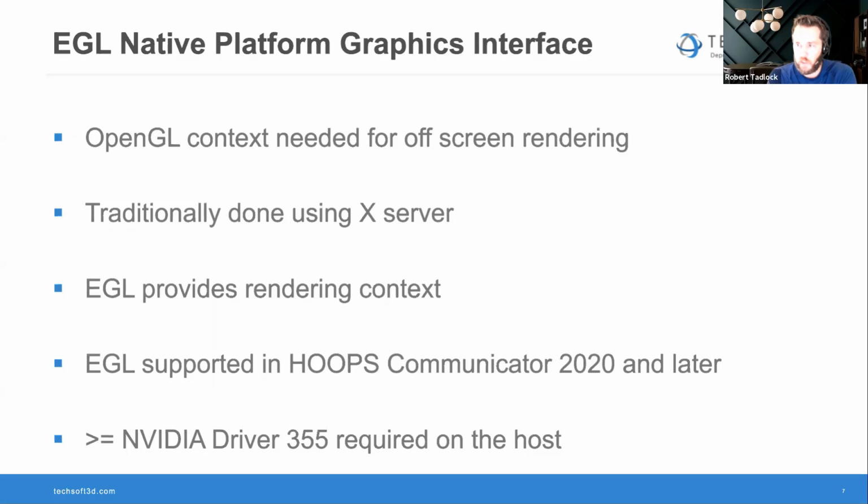The second thing that you need to make this work is EGL. This isn't something you need to worry about or install, but this is something that we had to add to Communicator. When we were doing the rendering prior to this, we were just using standard OpenGL and rendering to an off-screen window buffer. But now we have implemented EGL inside of Hoops Communicator. And so this allows you to have an OpenGL context without needing an X server or a virtual frame buffer or anything like that. No UI.